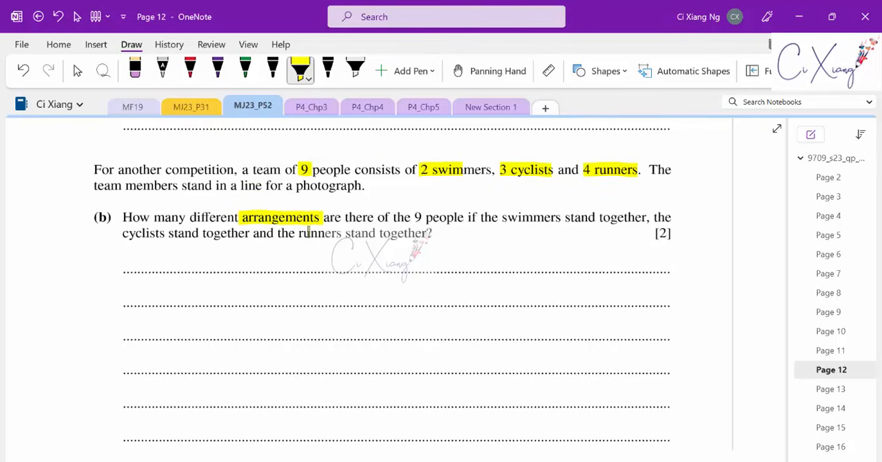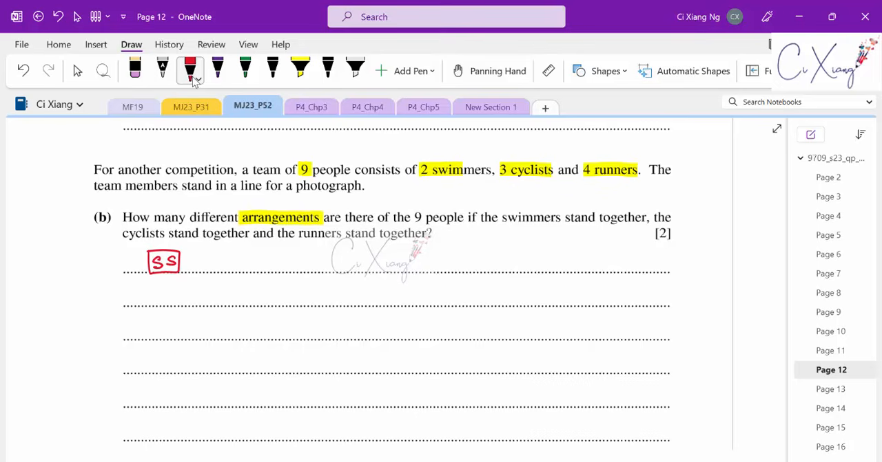So this tells us that the question is about permutation, where the arrangement or the sequence is important for the calculation. Alright, so I want to arrange the 9 people, and the restriction is that the swimmers stand together, cyclists stand together, and also the runners stand together. If I have swimmers stand together, so maybe I have 2 swimmers here. To make sure that they are standing together, I bundle them and make them 1 unit.